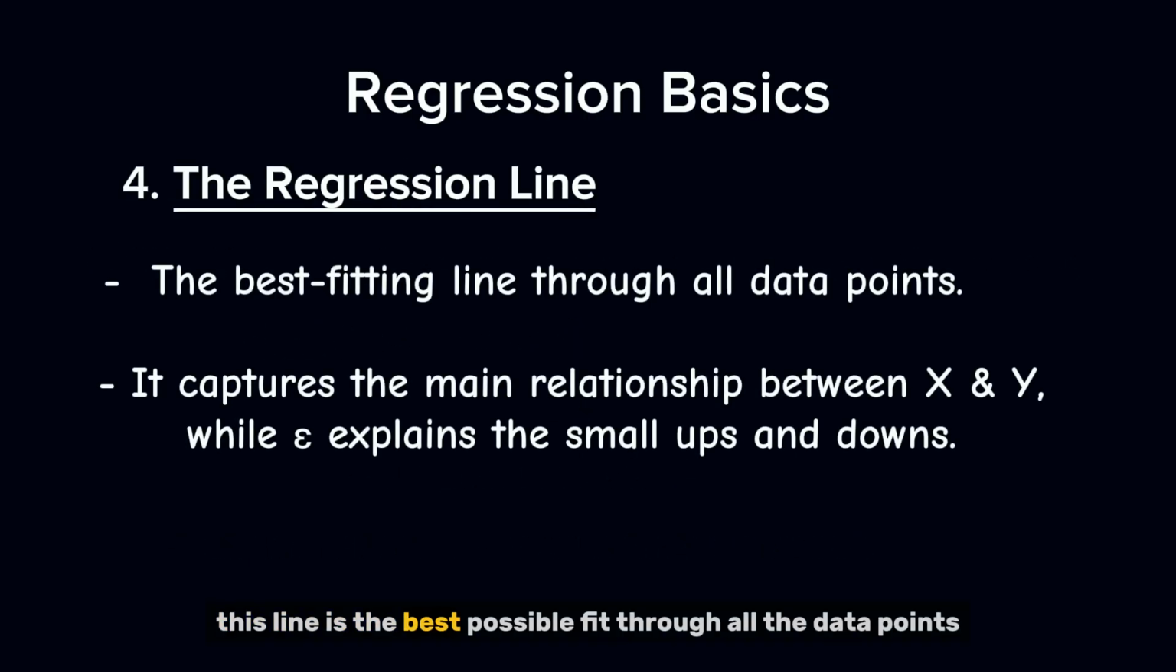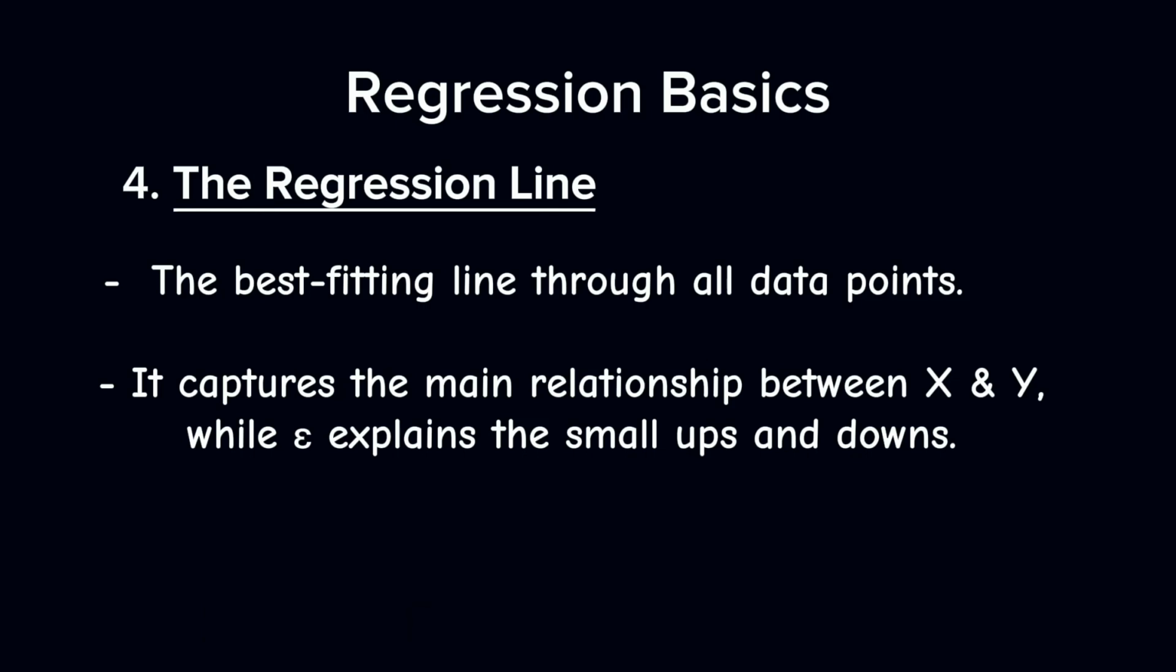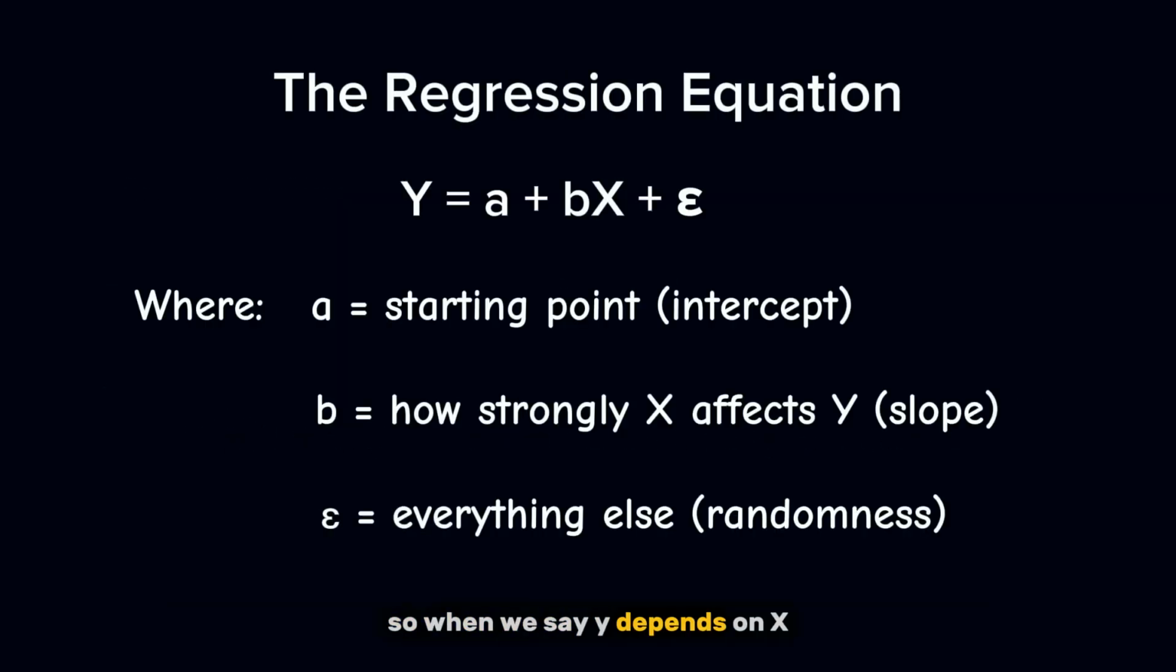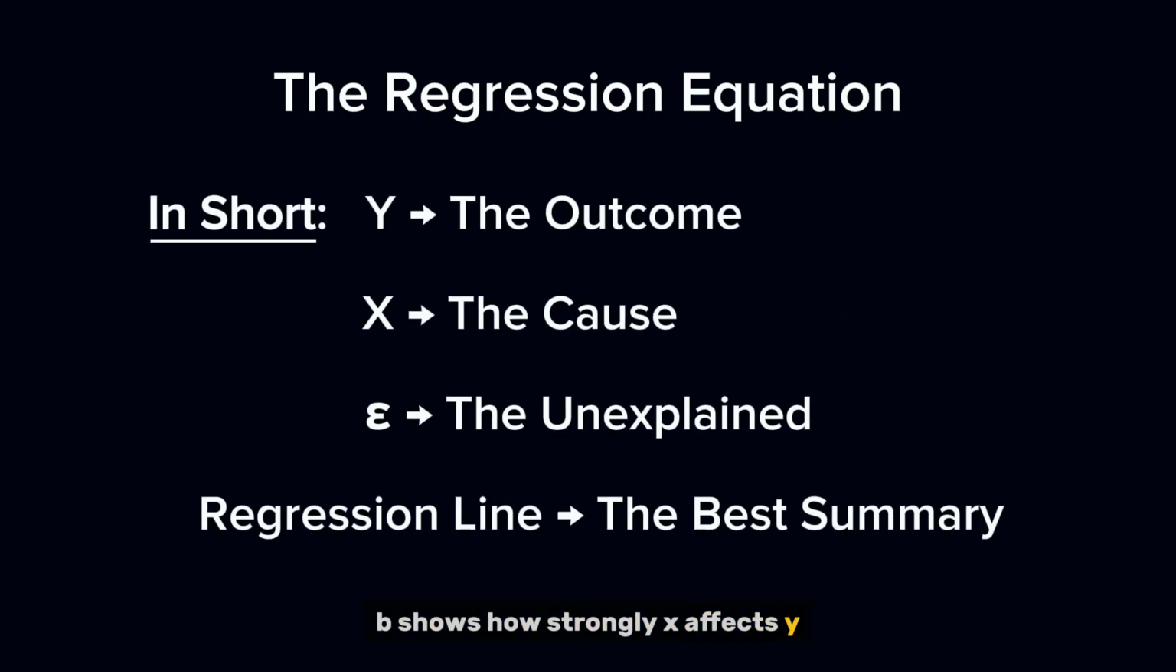This line is the best possible fit through all the data points. It shows the overall relationship between X and Y. You can think of it like this. The regression line captures the main pattern, while the error term explains the little ups and downs around it. So when we say Y depends on X, what we really mean is Y equals A plus BX plus epsilon, where A is the starting point, B shows how strongly X affects Y, and epsilon catches everything else.